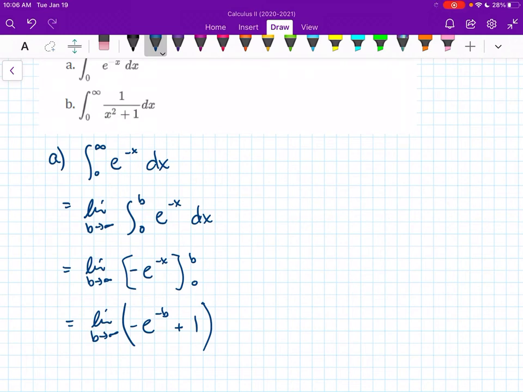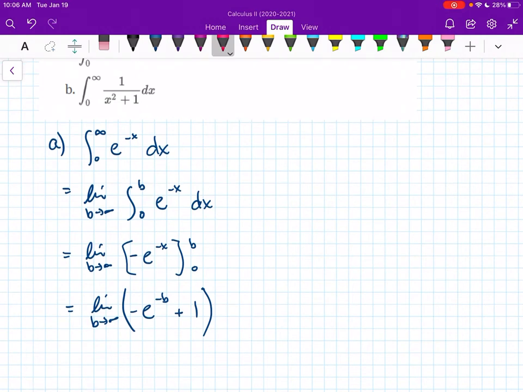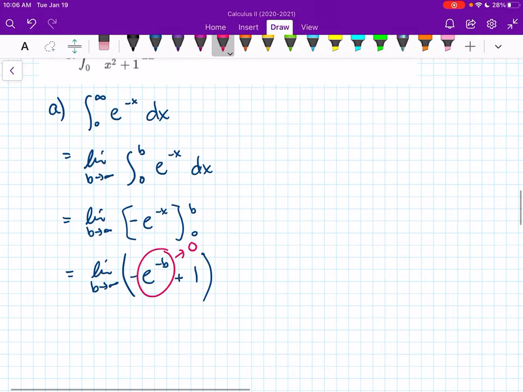And then when I plug in my bound of infinity there in that exponent, we see that this right here goes to 0. So now I have just 1 is going to be my answer. So we can say this integral converges to 1.